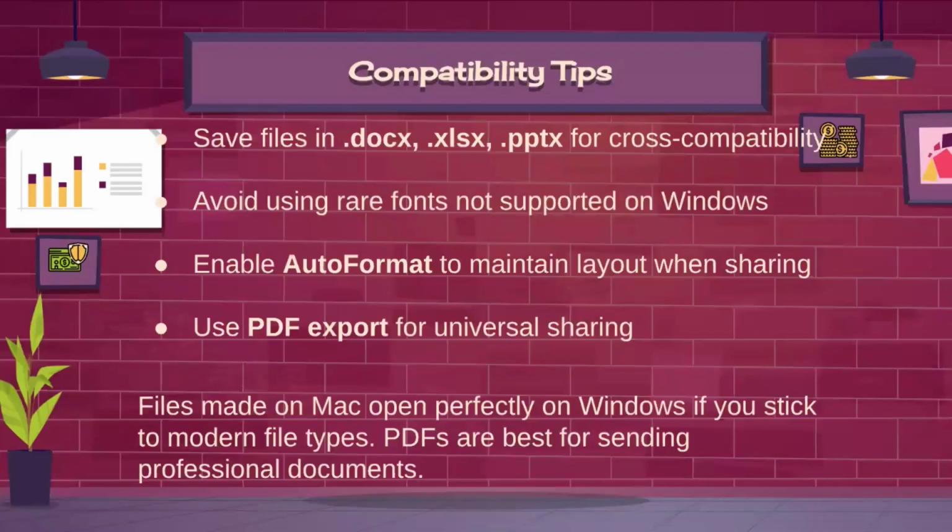Compatibility tips. Save files in .docx for cross compatibility. Avoid using rare fonts not supported on Windows. Enable auto format to maintain layout when sharing. And use PDF export for universal sharing. Files made on Mac open perfectly on Windows if you stick to modern file types. PDFs are best for sending professional documents.